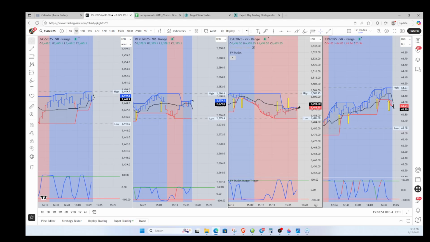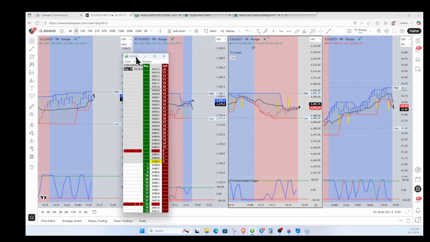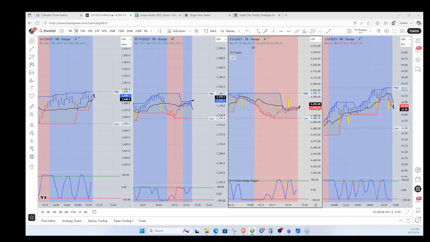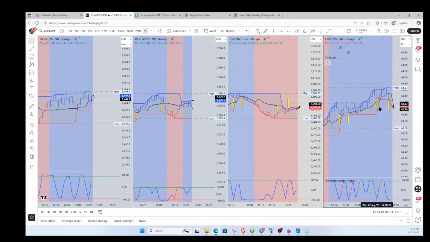Alright. So the gold's kind of squirming around right now. It's not really doing anything. It was positive a minute ago and now it's negative a little bit. We'll see what happens with that. On the crude oil right here, we don't have anything going on the crude.